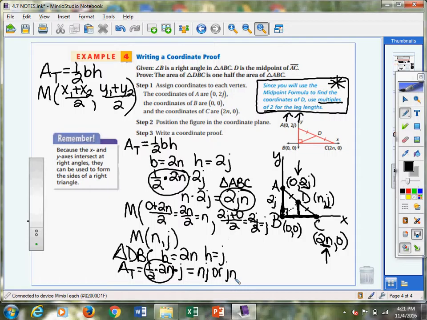And so now, as you're comparing the two, is jn half of 2jn? That's what you're asking yourself, because that's what we're supposed to prove. And the answer is yes. If you took half of 2jn, you would get just jn. And so we were able to prove that triangle DBC is exactly 1/2 the area of triangle ABC. We were able to prove that.